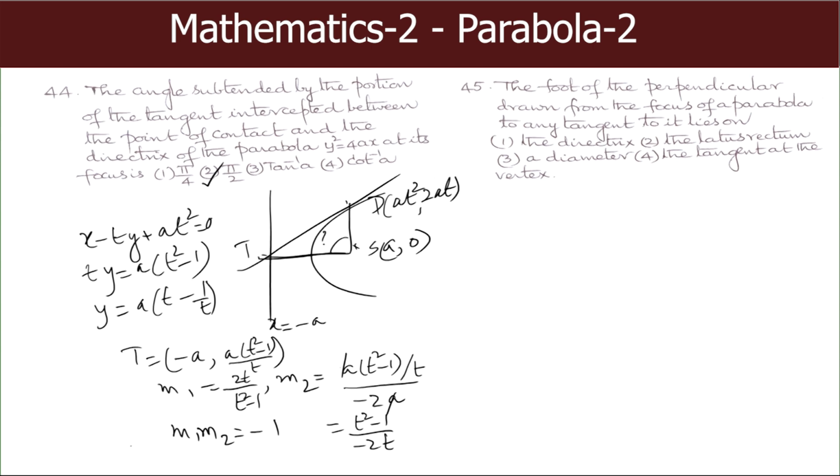Next question. The foot of the perpendicular drawn from the focus of a parabola to any tangent to it lies on. Foot of the perpendicular drawn from the focus of a parabola to any tangent to it. Oka parabola-ki edaina tangent geesaarata, focus nunchi aa tangent ki perpendicular thaaluku foot ekkada untundani adigaru. Any tangent is x - ty + at² = 0. This is any tangent.